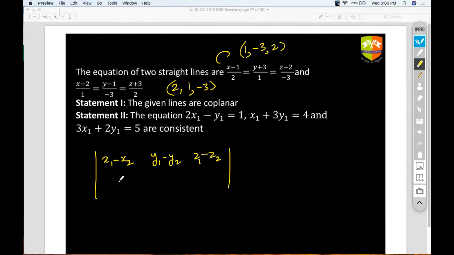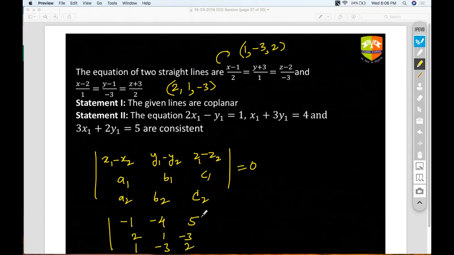And let's say I call these a1, b1, c1 and a2, b2, c2. So this determinant should be 0 if they are coplanar. So I can write this as (-1, -4, 5), (2, 1, -3), (1, -3, 2). So let's find out the value of this determinant. So this will be negative 1 times (2 minus 9), which is going to be negative 7.